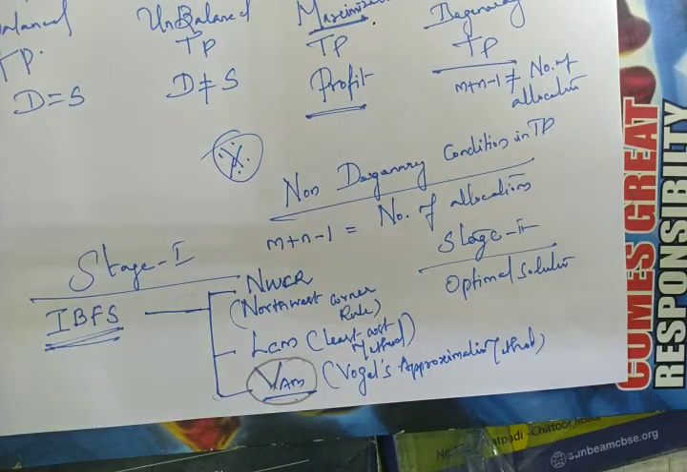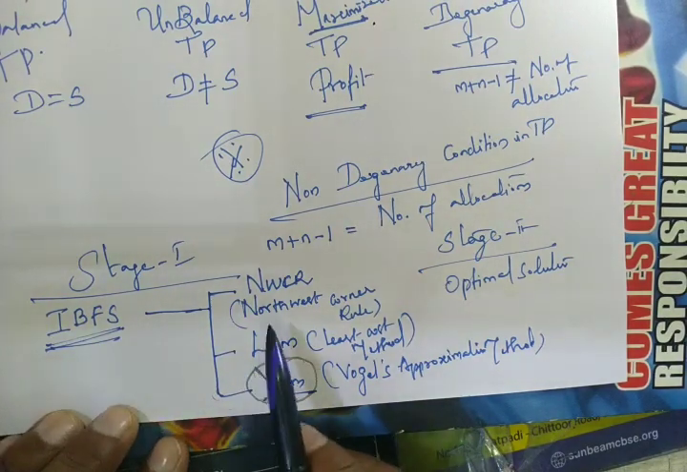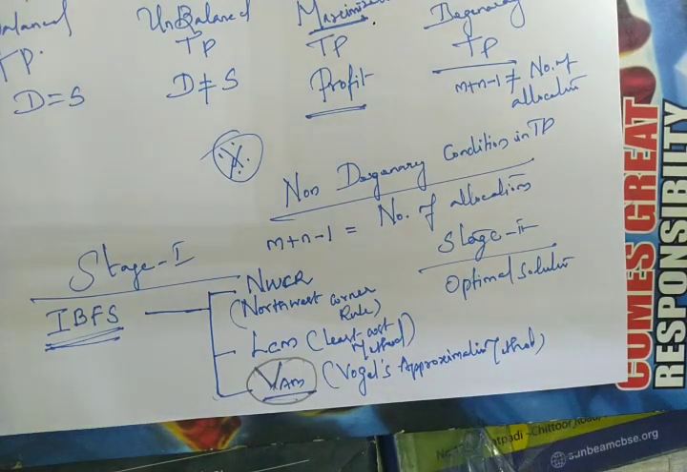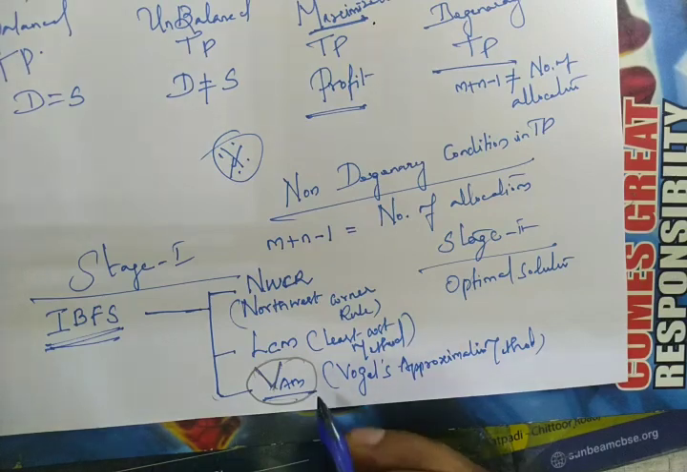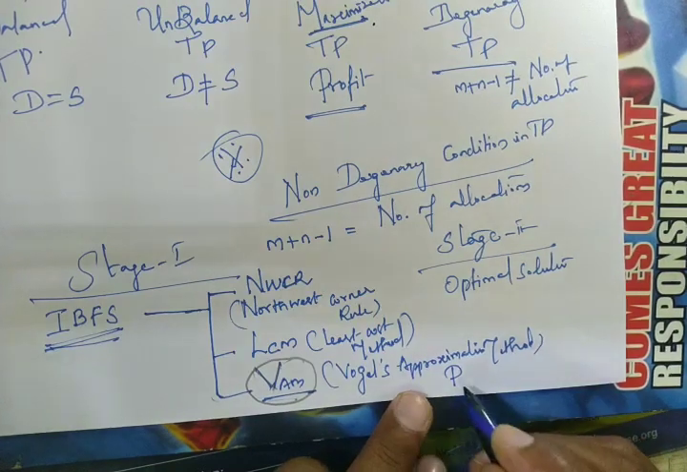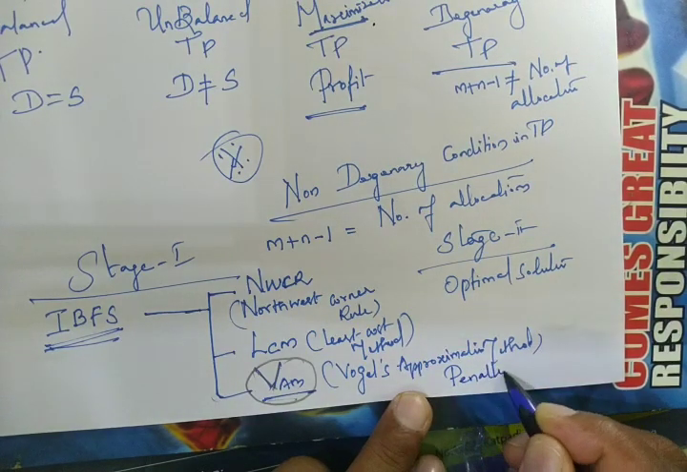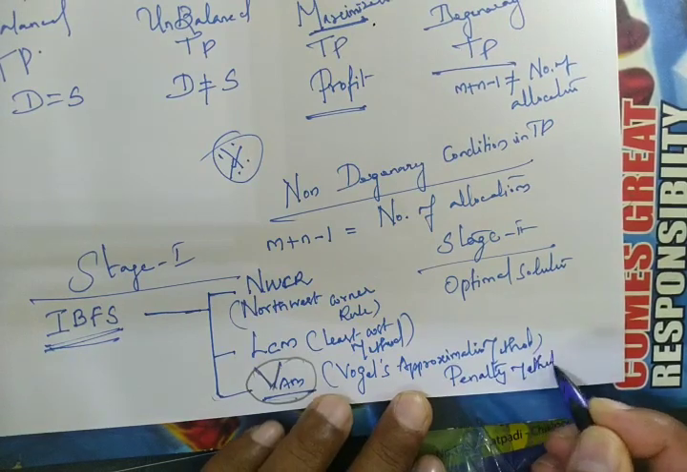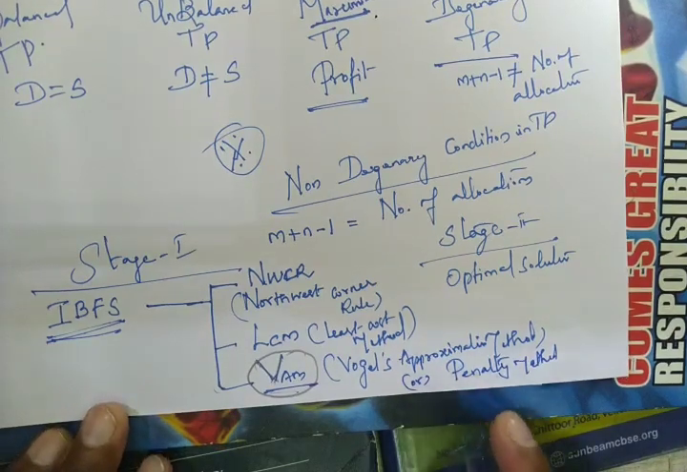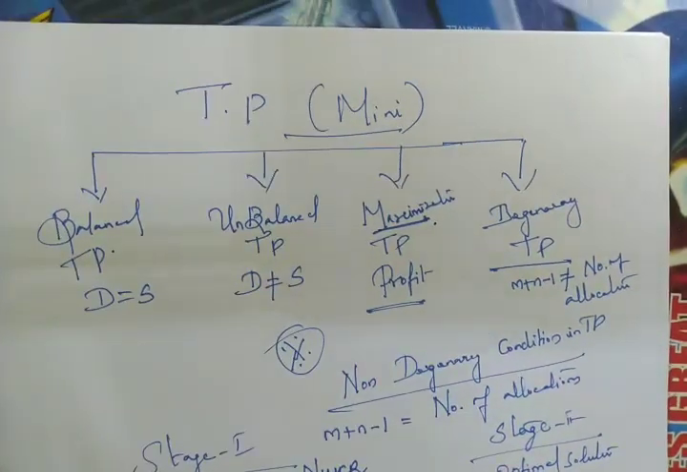You remember these three. To find the IBFS, we have the names NWCR, LCM and WAM. And among the three, which is the best? Best means the one that gives the least value. So WAM. You remember the WAM. WAM is called Vogel's approximation method. I want to tell you one more thing: another name of Vogel's approximation method is the penalty method. So you can call it Vogel's approximation method, or the penalty method.